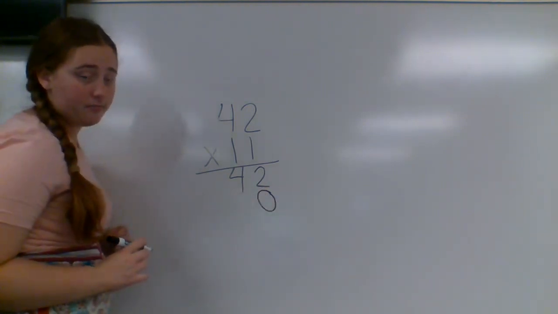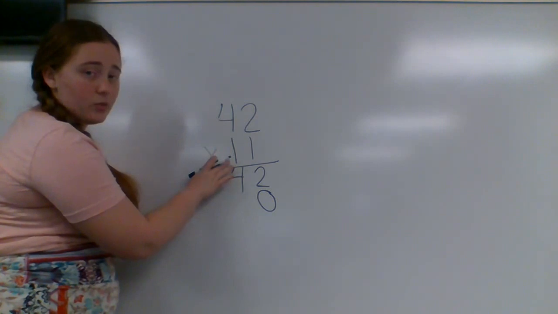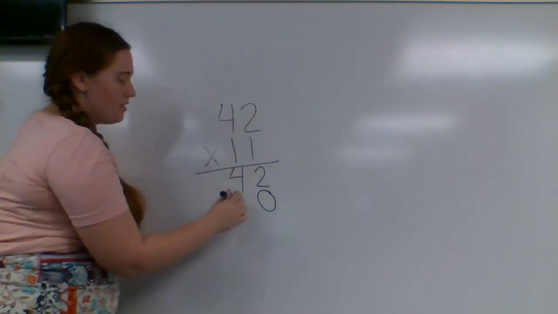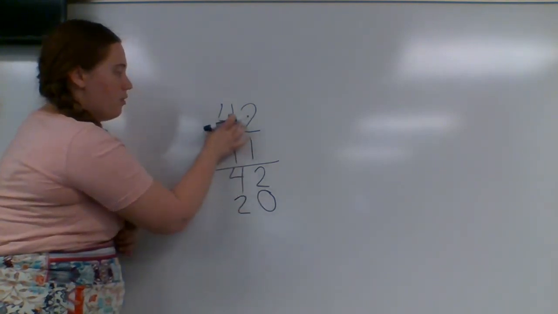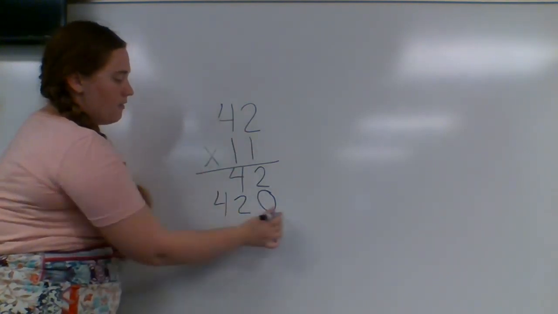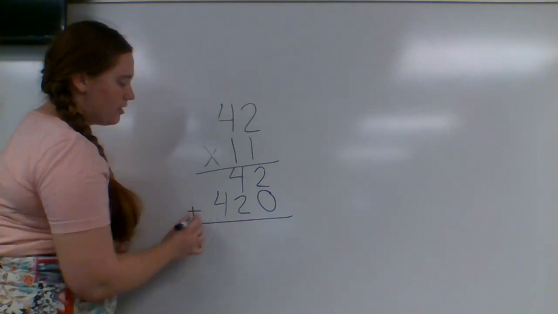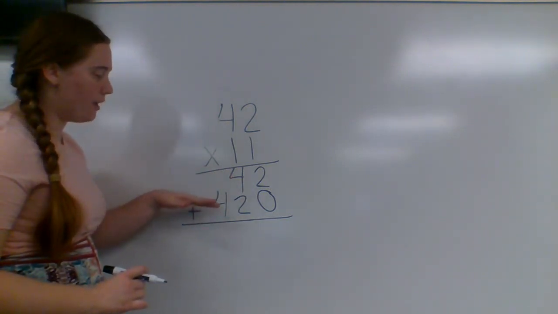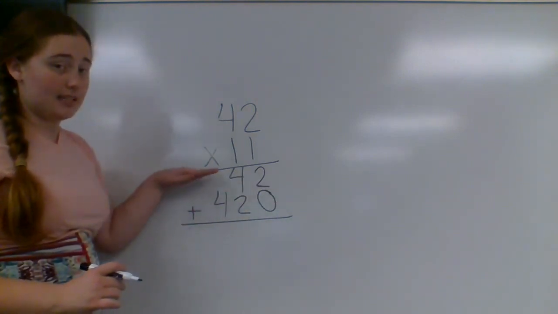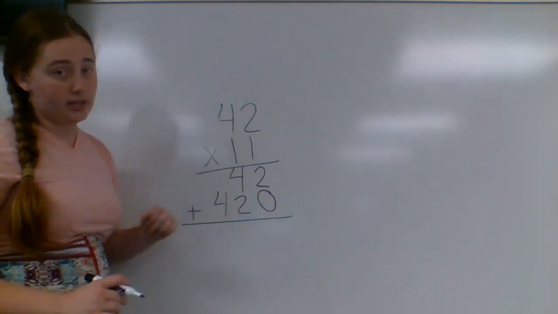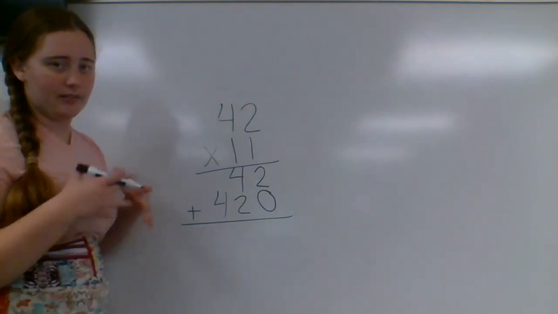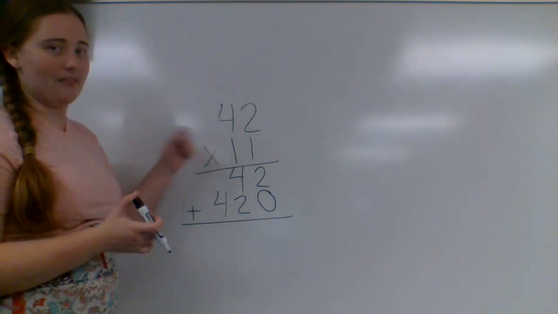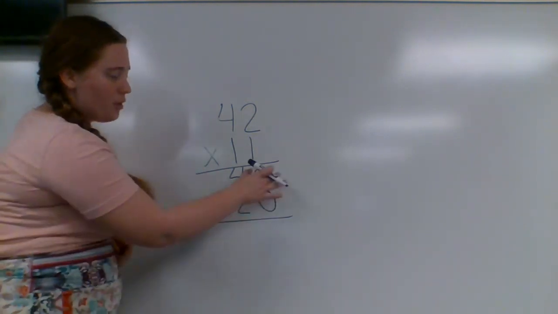0 right there. And then I'm going to take this one over here and multiply it by this 42 up here. So 1 times 2 is 2. 1 times 4 is 4. Put an addition sign and add it together. And you might notice there's 42 right here and then 420 right here. It's the same numbers, but there's just a 0 at the end of one of them. So that's a more fun, unique thing about multiplying by 11, because it does that. So let's go ahead and add.